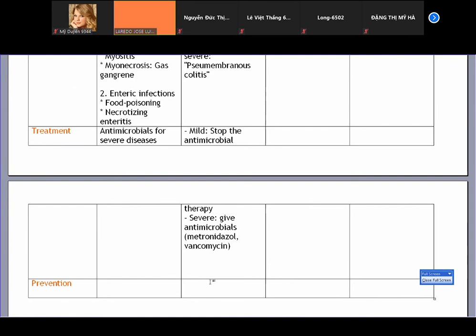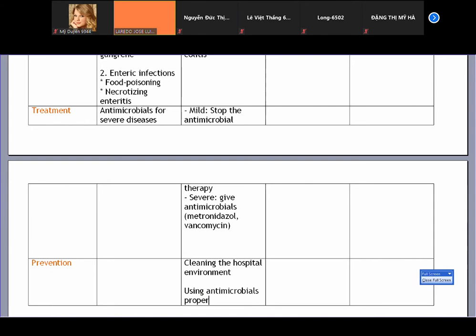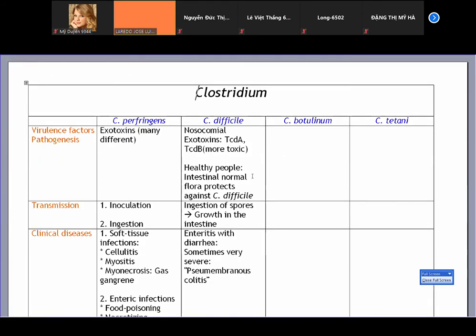How can we prevent? The prevention of these diseases, because this is a nosocomial disease most of the time, is cleaning the hospital environment to remove spores, and using antimicrobials properly, only when they are needed and for the time required. Antimicrobials destroy the intestinal normal flora. That is the problem. So this is Clostridium difficile, a typical nosocomial pathogen.